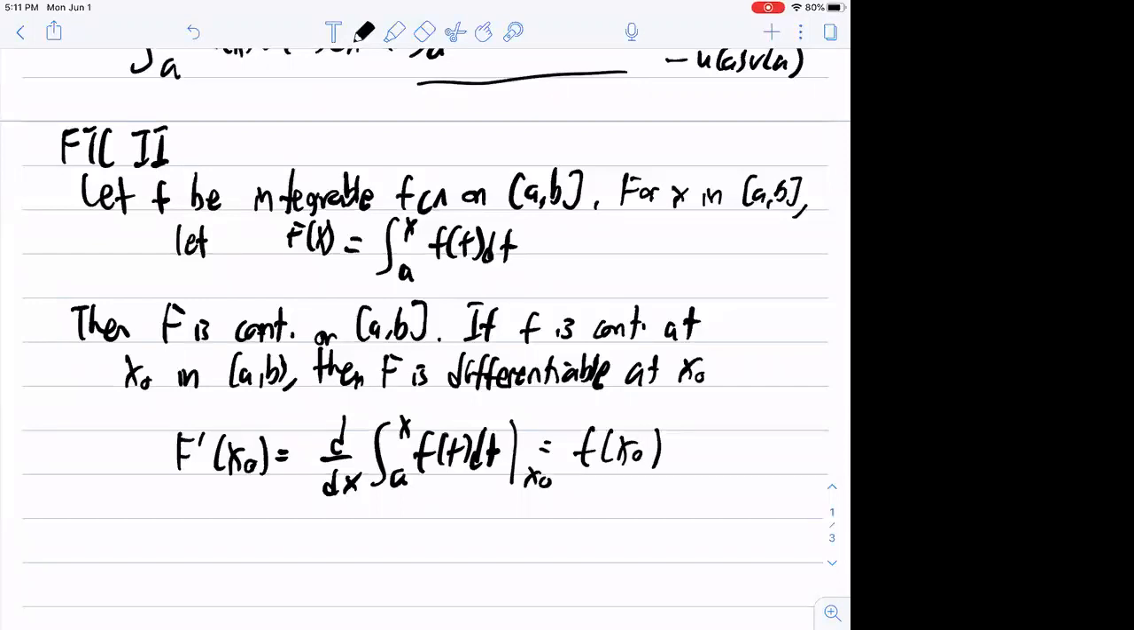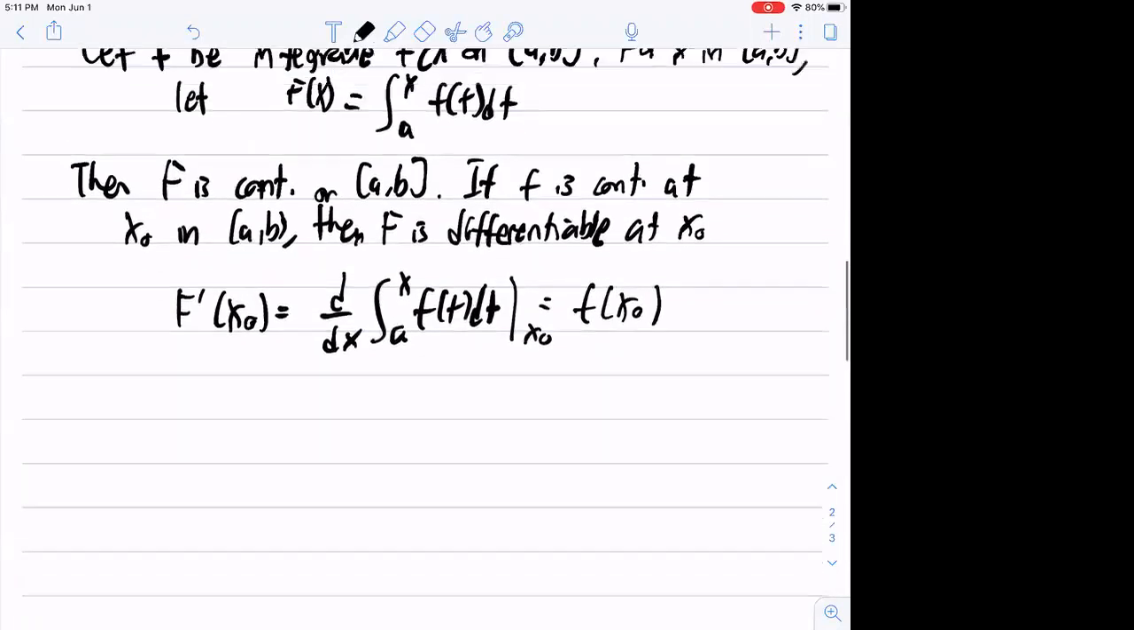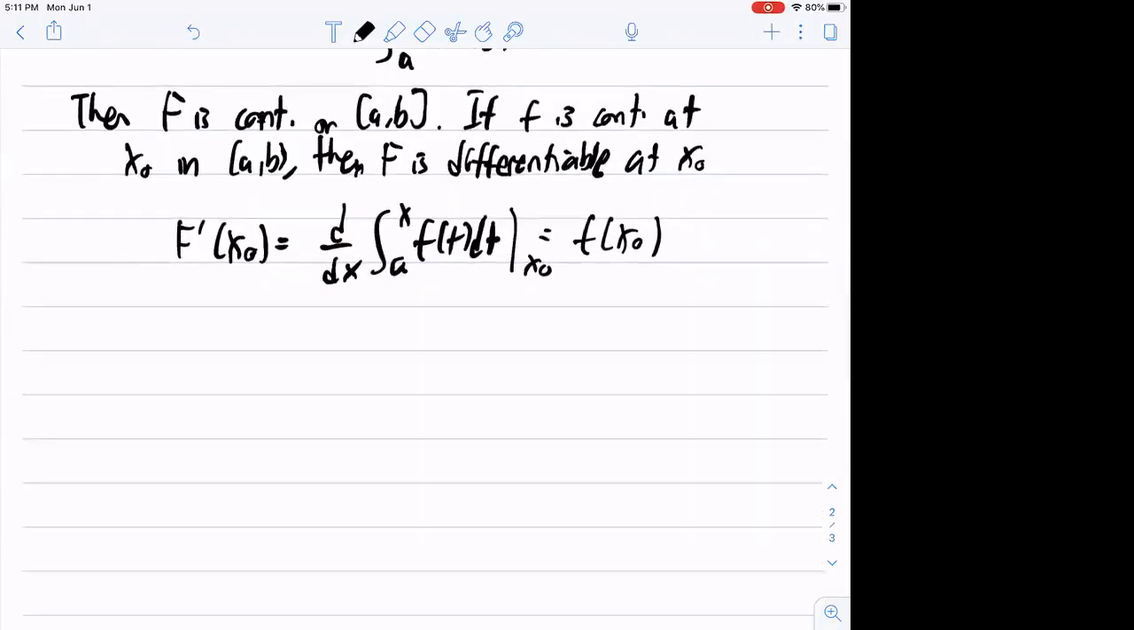Okay, so we have stuff called u-sub. They don't call it u-sub, they call it change of variable.